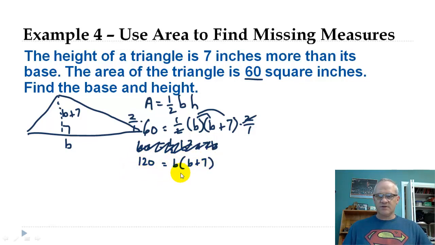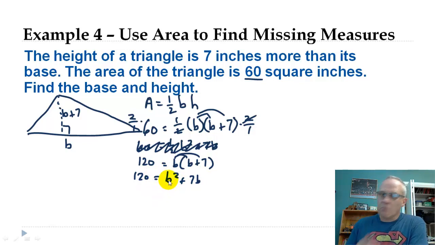Now do you see how that's going to be a little bit nicer? A little bit easier to deal with instead of that 1/2. Now let's distribute that B. So B squared plus 7B is 120. Whoa, we got a B squared. Okay, hey, guess what? Remember Algebra 1, we had to do some factoring?